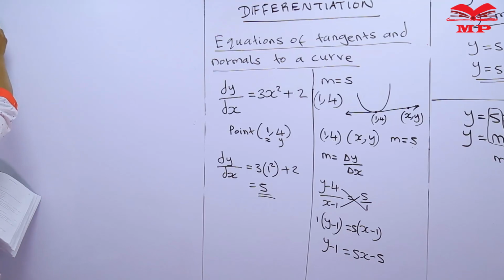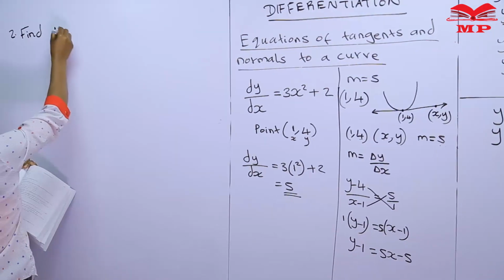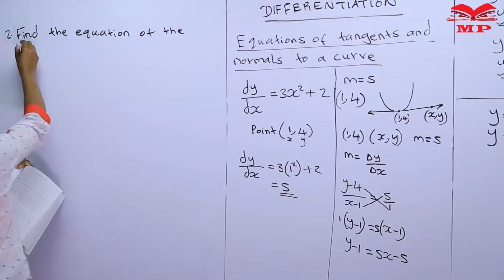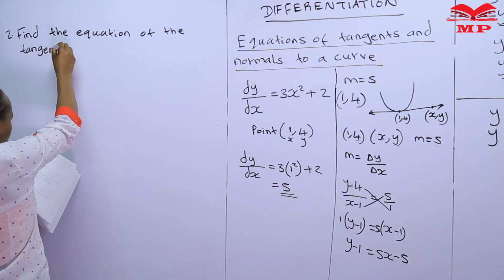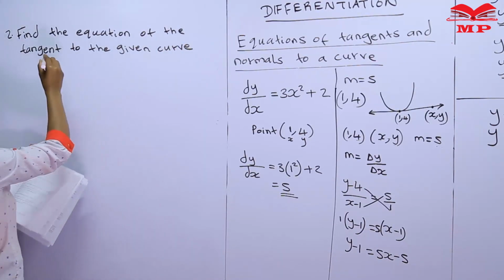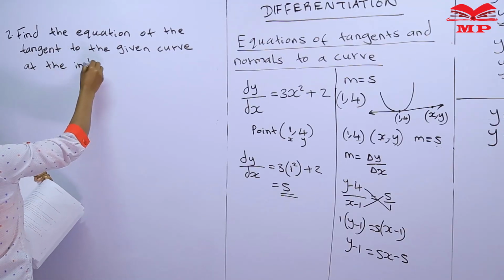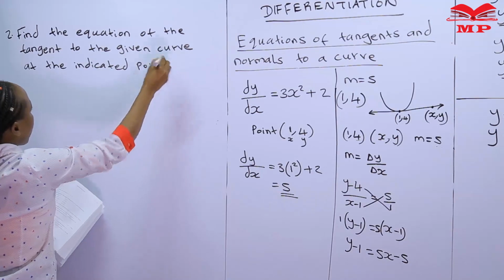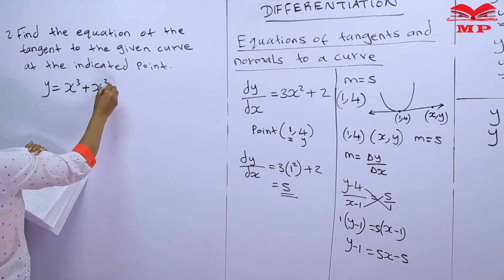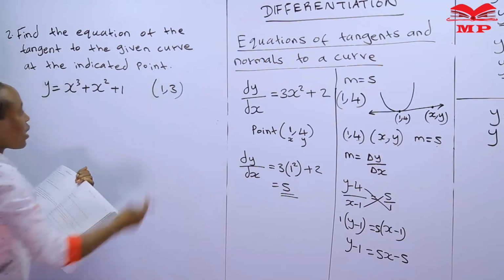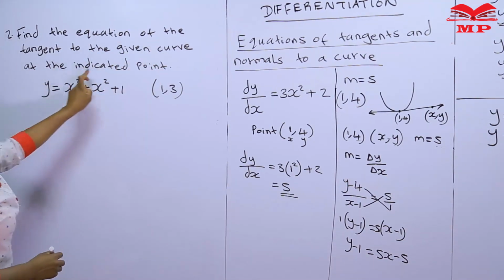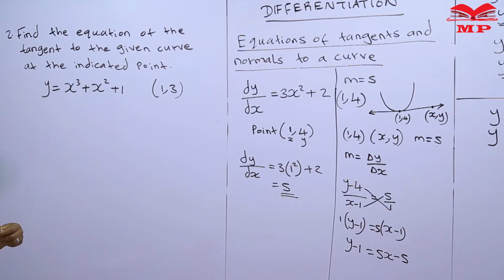Example 2. The question is: find the equation of the tangent to the given curve at the indicated point. So we have the first one, y is equal to x cubed plus x squared plus 1, and the point is 1, 3. So we want to find the equation of the tangent to the given curve at the indicated point. So in this again, we start by getting the gradient function.